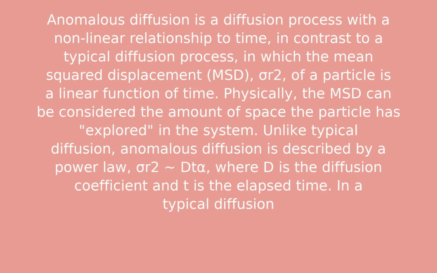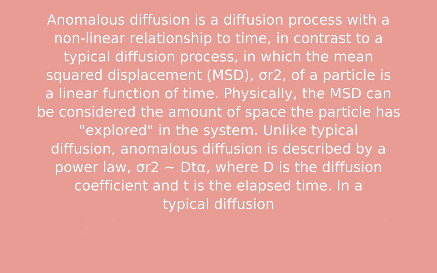Anomalous diffusion is a diffusion process with a non-linear relationship to time, in contrast to a typical diffusion process, in which the mean square displacement, Σr², of a particle is a linear function of time. Physically, the MSD can be considered the amount of space the particle has explored in the system.